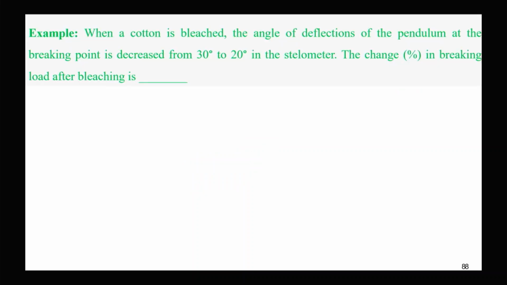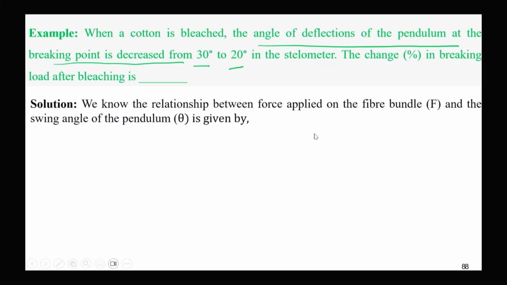Now try to see another numerical. When a cotton is bleached, the angle of deflection of the pendulum in a Stelometer is decreased from 30° to 20°. What is the percentage change in breaking load after bleaching? It's simple. We know that it follows the relationship with sin theta. It's proportional to sin theta.